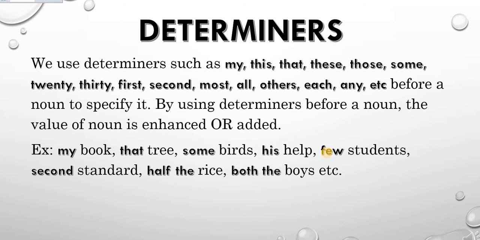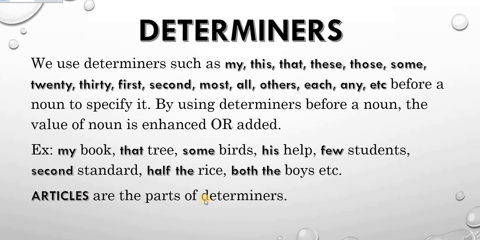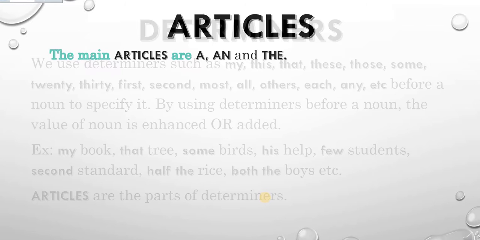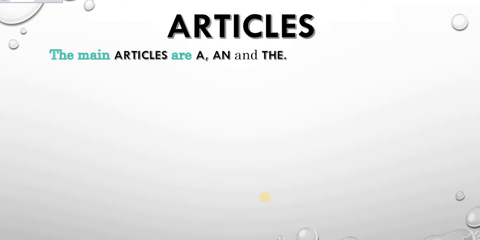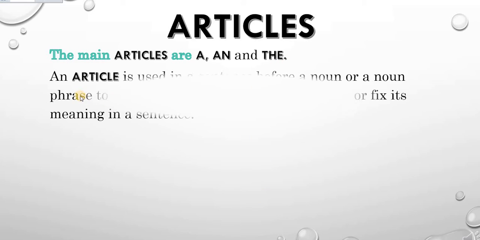Some birds, his help, few students, second standard, half the rice, both the boys, and these are the determiners we use to specify the importance of a noun. Instead of these determiners, we can use articles because articles are parts of determiners. And what are they? We'll see now. The main articles are a, an, and the.